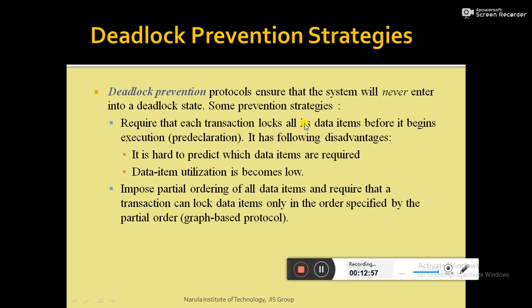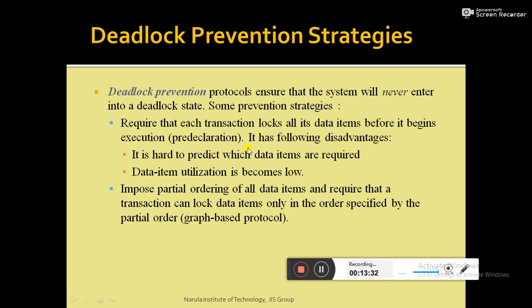One of the techniques to prevent deadlock requires that each transaction lock all of its data items before it begins execution. It's the concept of pre-declaration. Before the transaction starts its execution, the transaction needs to mention and lock all of the data items that are going to be needed during its execution cycle.